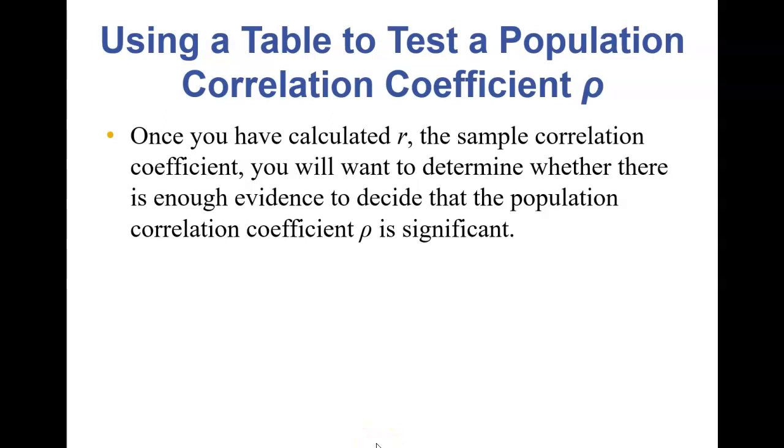All right, so we paused on problem number 6, and now we're going to look at population correlation coefficient. Keep in mind, r stands for sample correlation coefficient. Now we will be looking into population correlation coefficient, which is your rho. Once you calculate your sample correlation, which we did in the problem, you will want to check whether there is enough evidence to decide that the population correlation coefficient is significant. So let's go ahead and see how that is done.